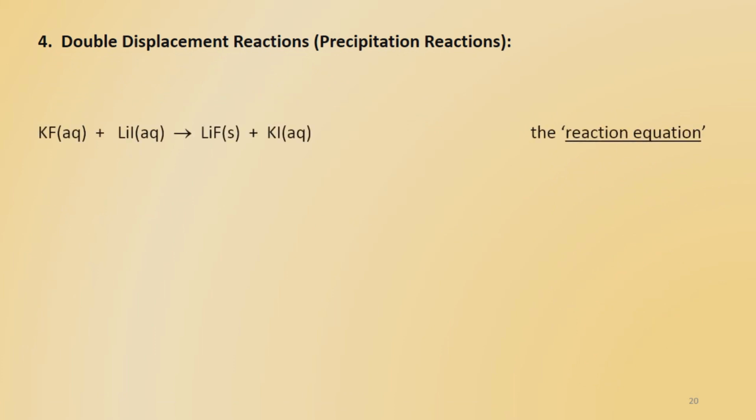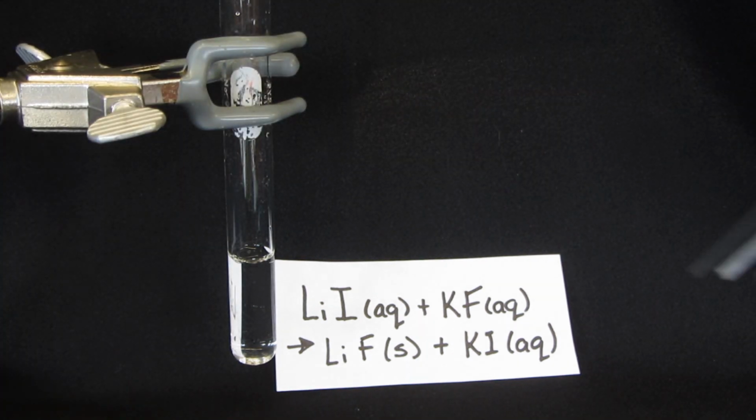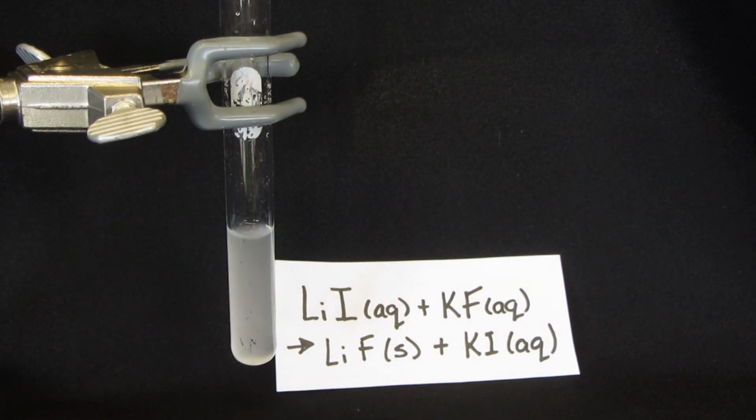So looking further at this reaction, potassium fluoride reacting with lithium iodide precipitates lithium fluoride solid, and potassium iodide aqueous remains in solution. This is called the reaction equation. Let's take another look at it. Here is a clear colorless solution of lithium iodide, and in it I'm going to add a clear colorless solution of potassium fluoride. The solid that's coming out of solution is insoluble, or at least lithium fluoride of low solubility. Potassium iodide remains in solution.